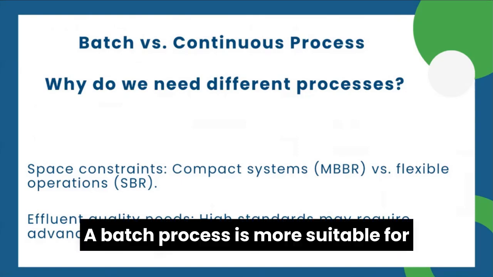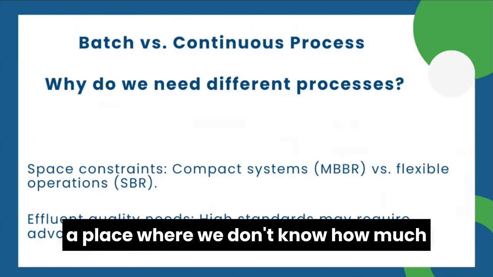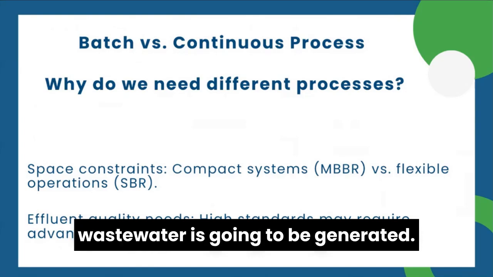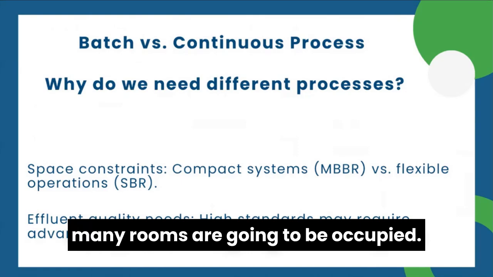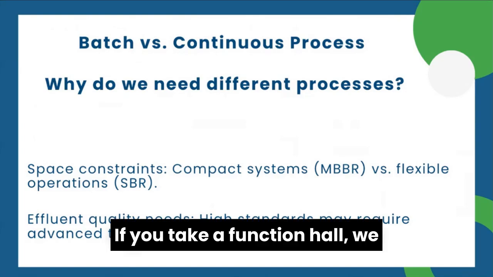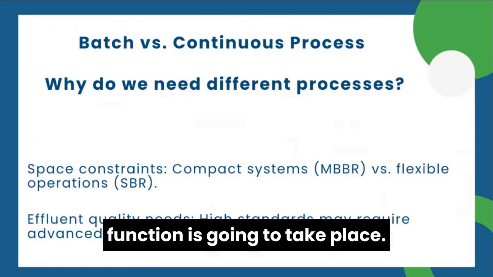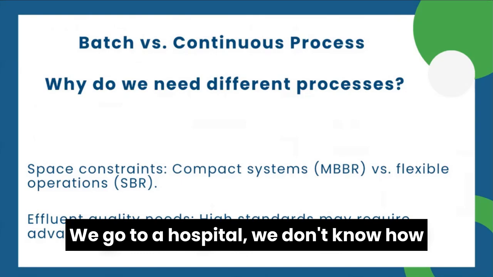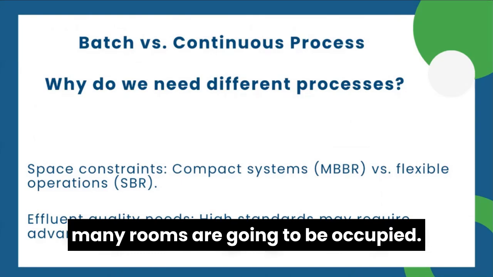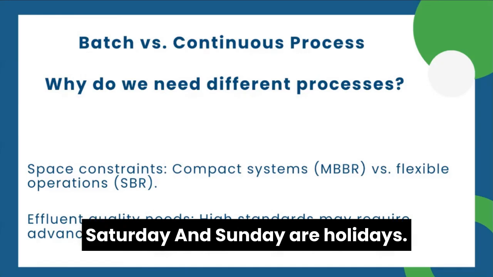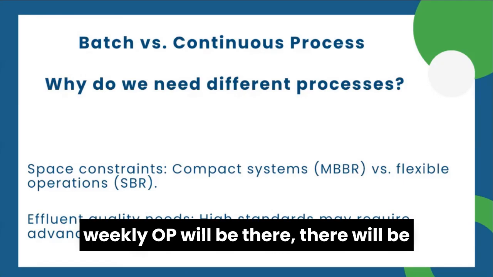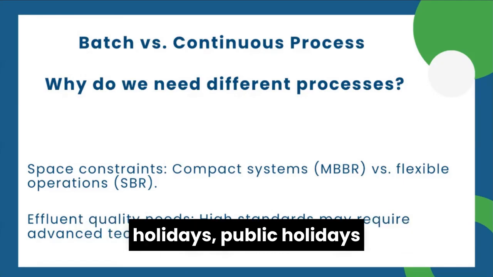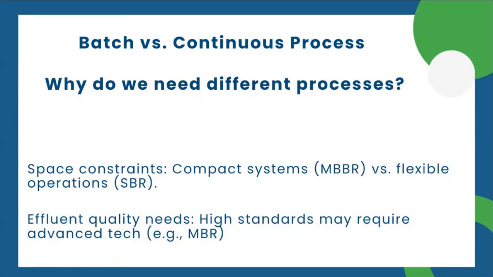A batch process is more suitable for a place where we don't know how much wastewater is going to be generated. If you take a hotel, we don't know how many rooms are going to be occupied. If you take a function hall, we don't know when the next function is going to take place. If you go to a hospital, we don't know how many rooms are going to be occupied. If you go to a college, Saturday and Sunday are holidays. If you go to an IT building, weekly off will be there. There will be holidays, public holidays, where there is no load.